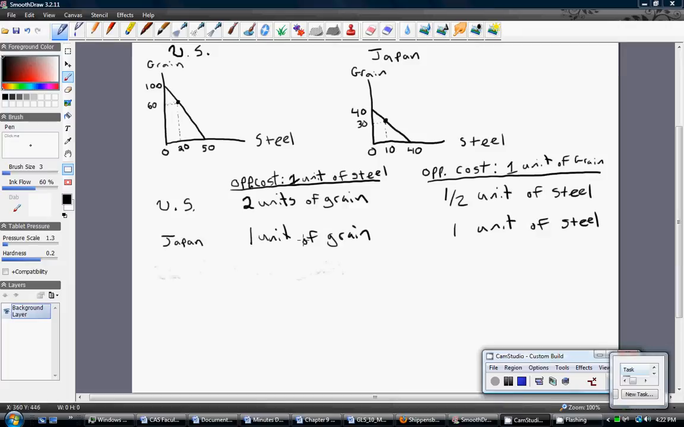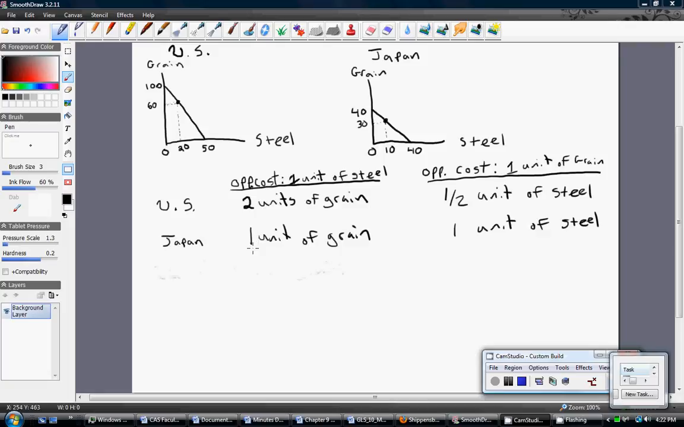The way I calculated that answer is by using that formula that I talked about in the previous video, where we take what you give up and divide it by what you get. In the United States, what we give up in producing steel is 100 units of grain. What do we get? 50 units of steel. So 100 divided by 50 is where the answer 2 is coming from.